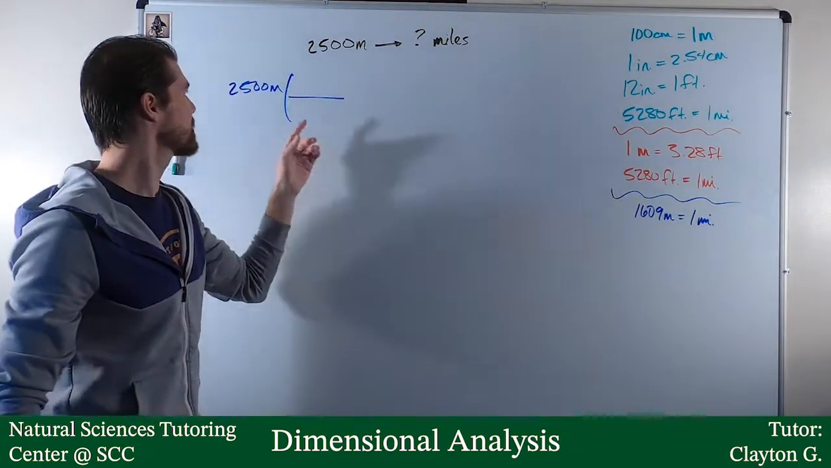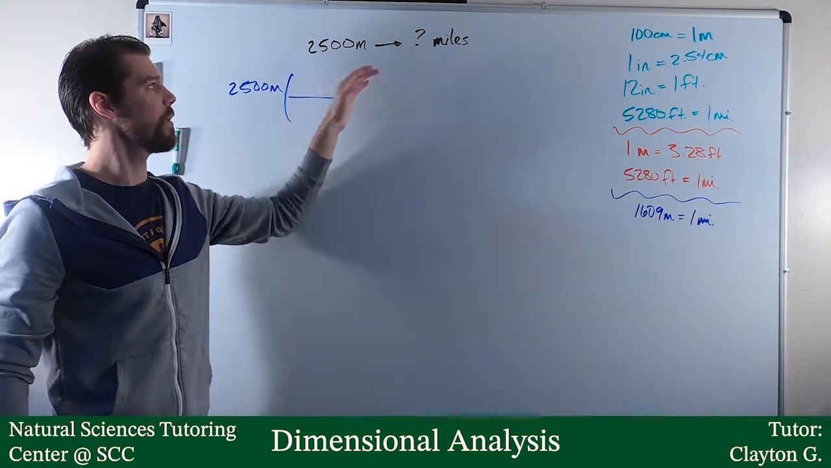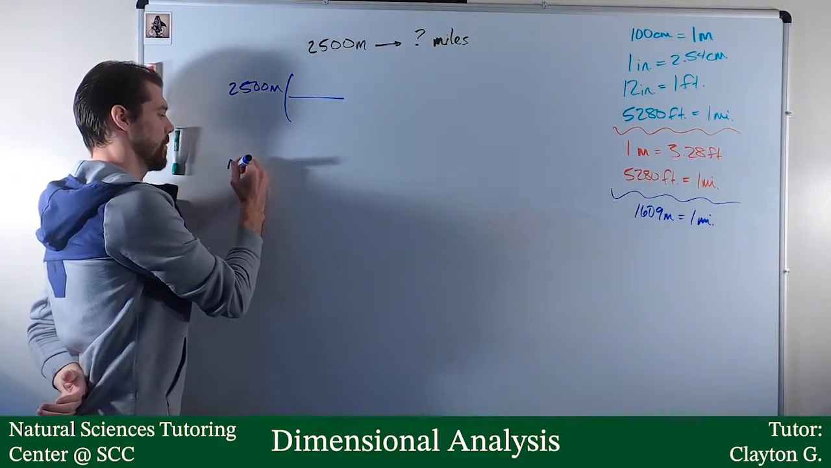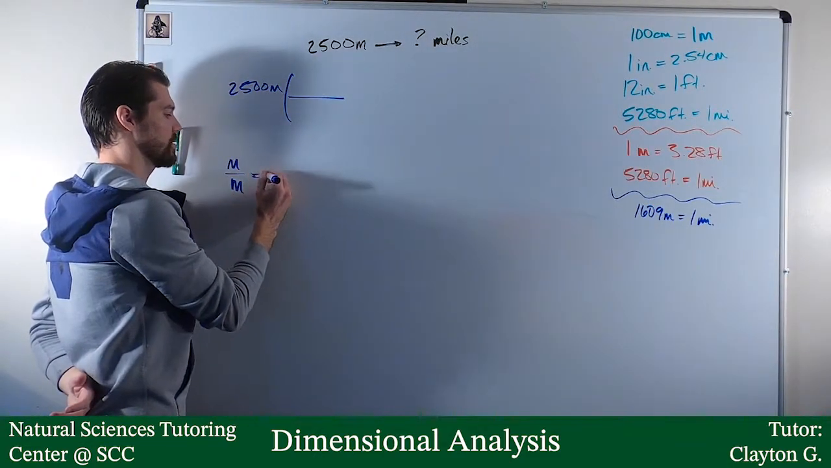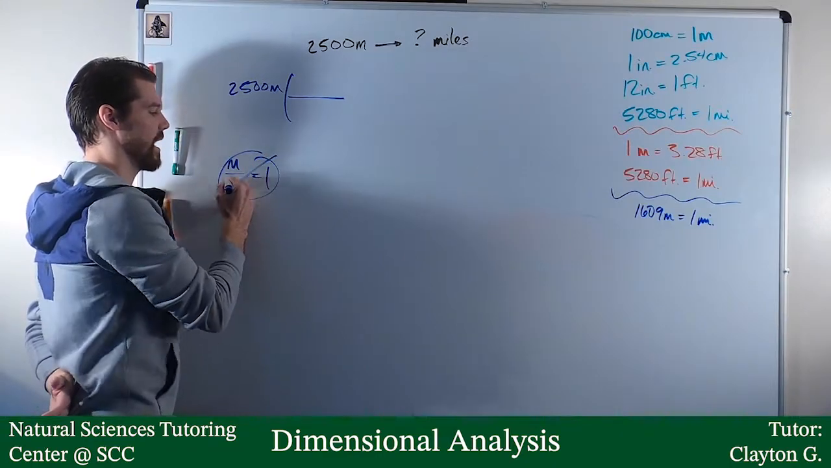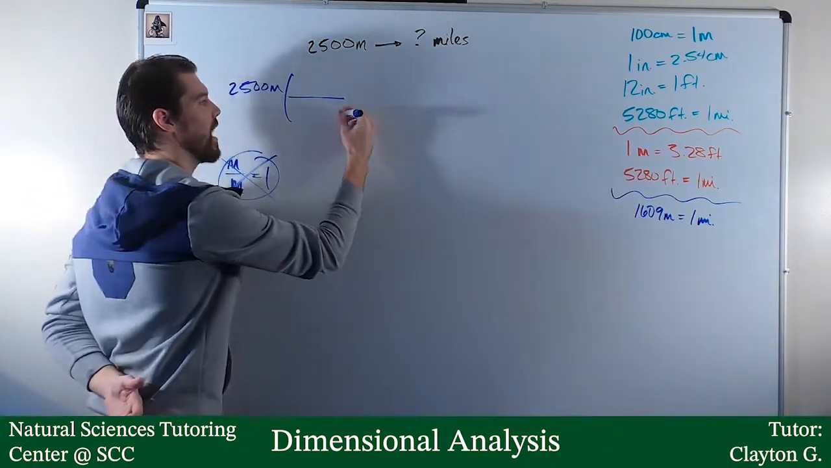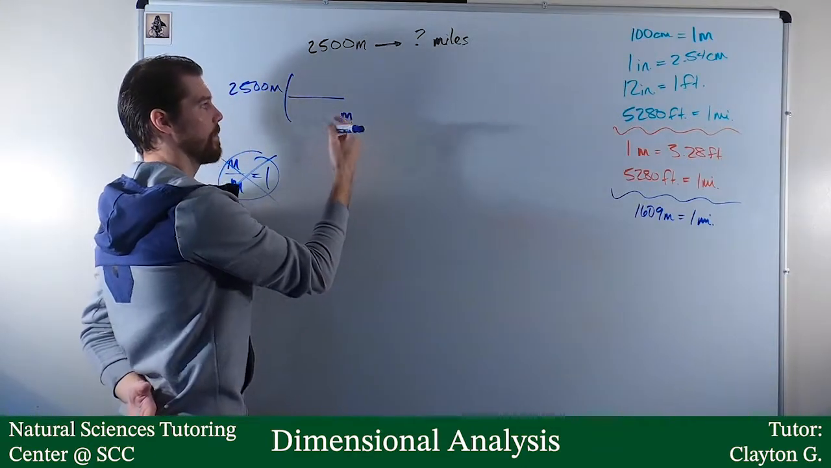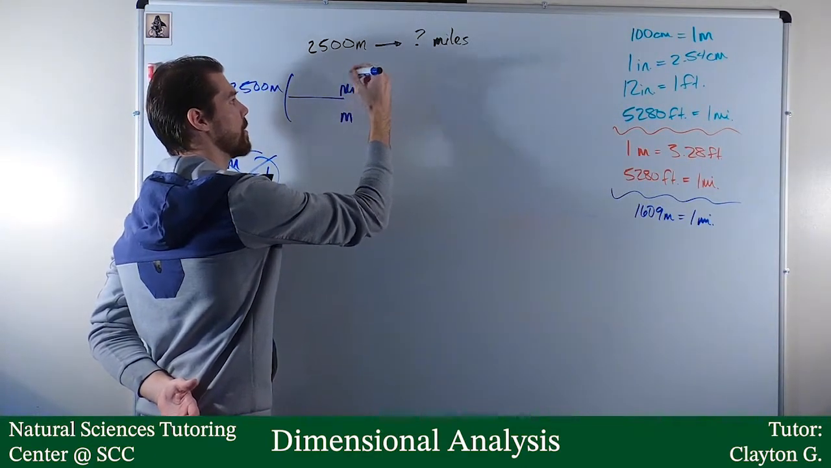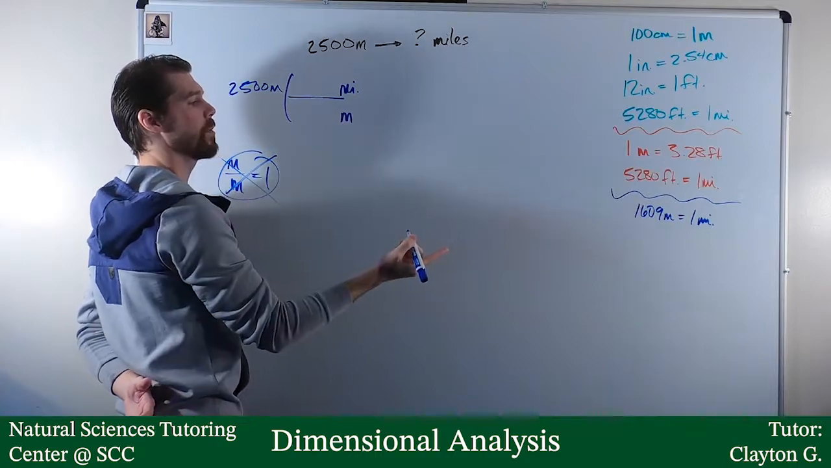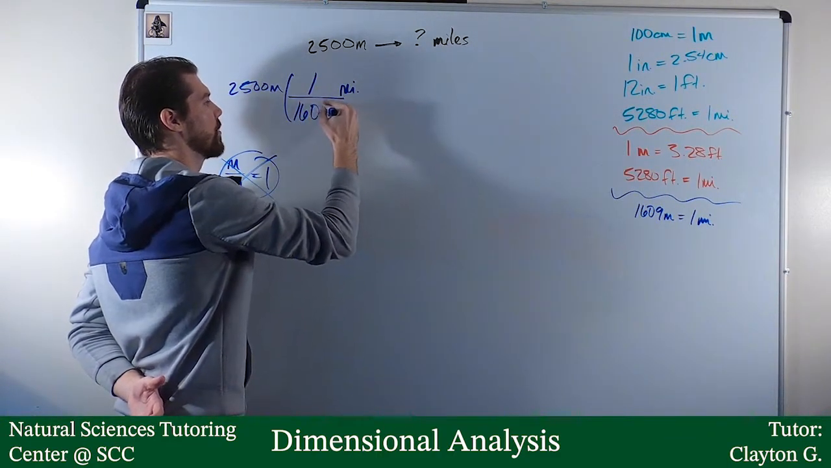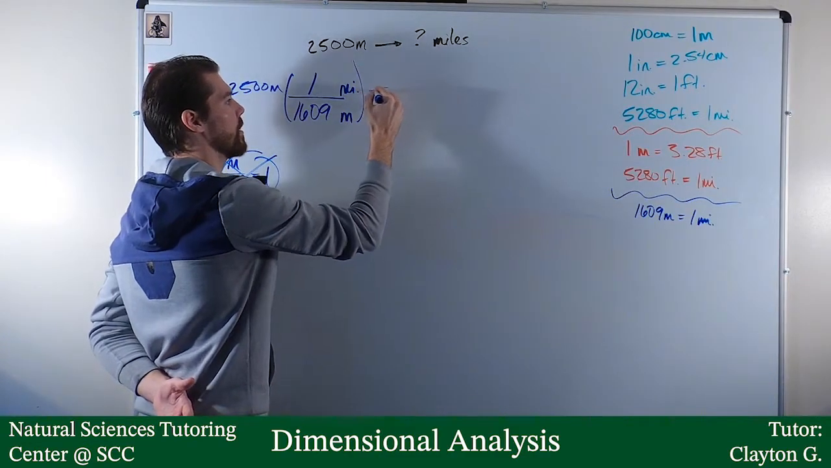So in this case, I don't want meters in my final answer. Therefore, I know that meters over meters equals 1, effectively canceling that out. So I want to divide by meters. If I divide by meters, miles must go on the top. And then the number simply follows the unit. 1 mile, 1609 meters. There we go.